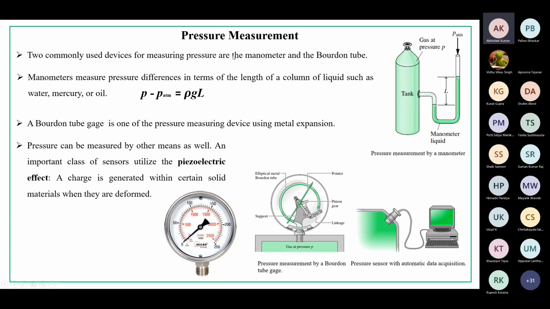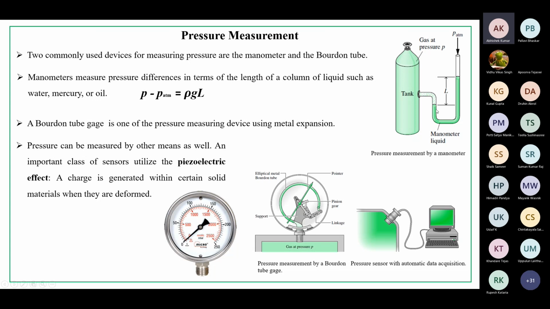So let us assume that instead of connecting to the atmosphere, this end is connected to another vessel which has a certain different pressure. Then you will be finding the difference between both pressures, the pressure difference between both tanks. Whatever rho g L shows is the difference between the pressures of both tanks.